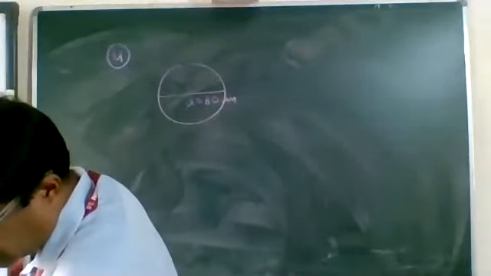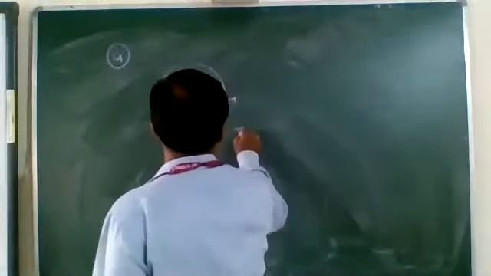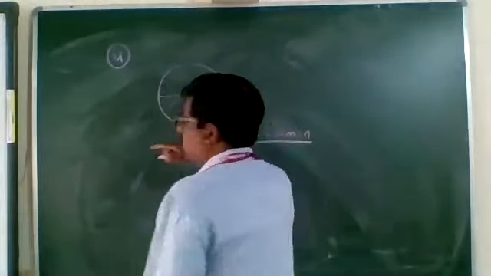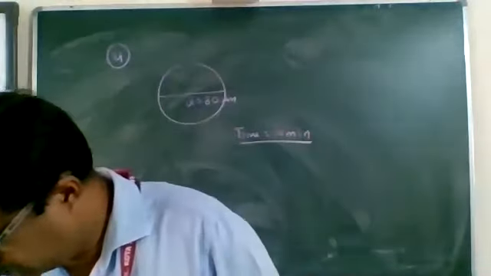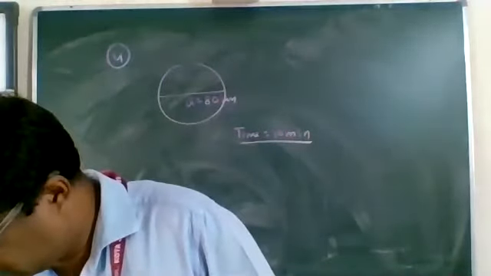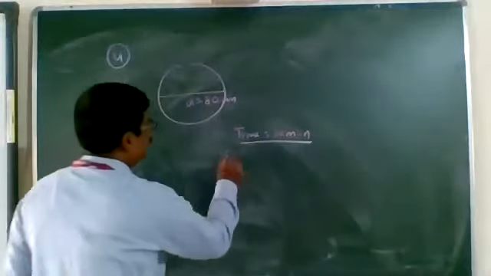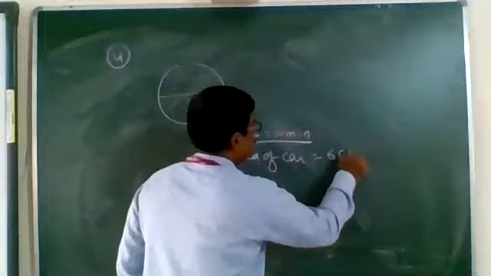How many complete revolutions does each wheel make in 10 minutes? Time is given as 10 minutes. In 10 minutes, how many revolutions will the wheel do when the car is traveling at a speed of 66 km per hour? Speed of the car is given as 66 km per hour.